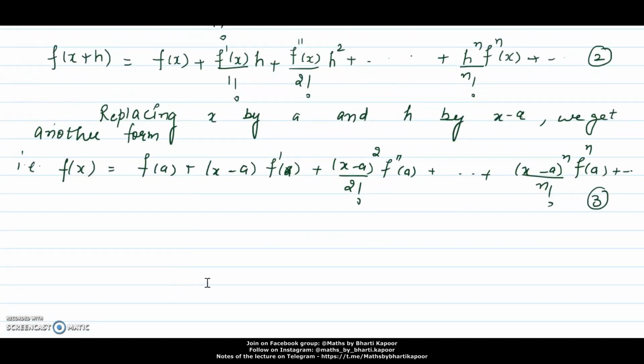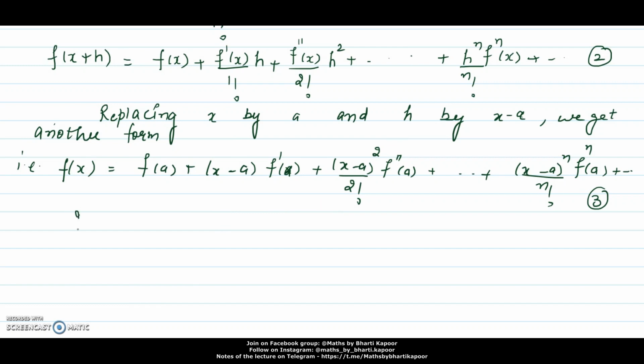Conditions under which the above expressions are valid are: number 1, the function f(x) and its derivatives must be finite and must be continuous in the range of definition of the function, and number 2, the series on the right hand side must be convergent.